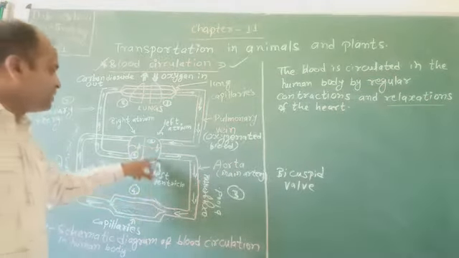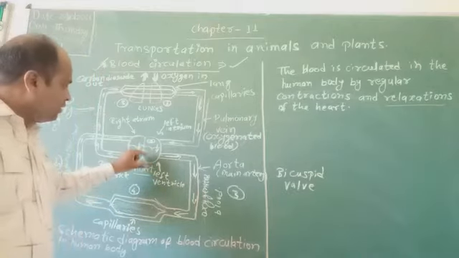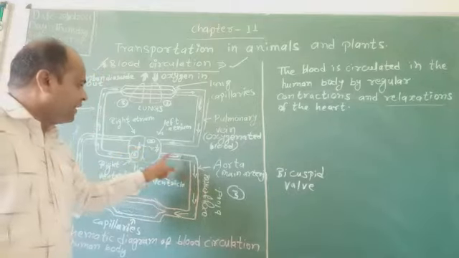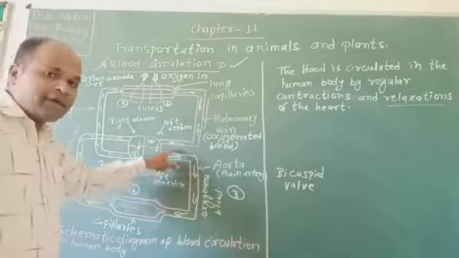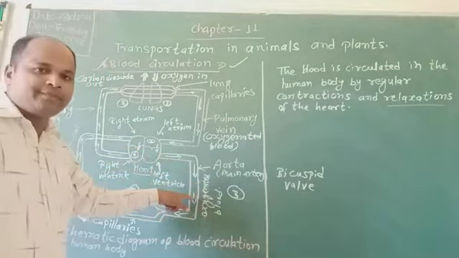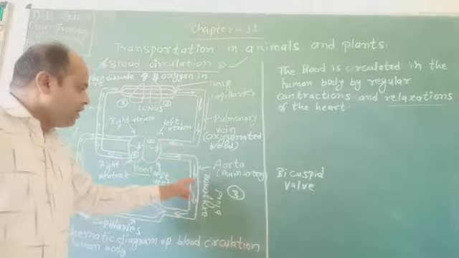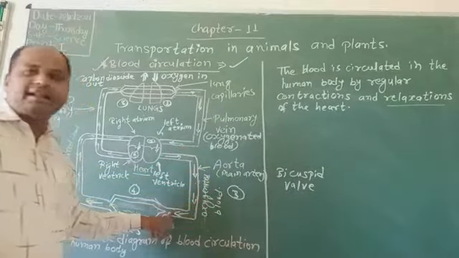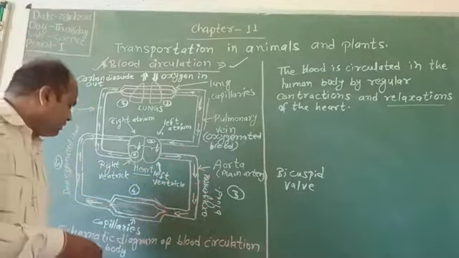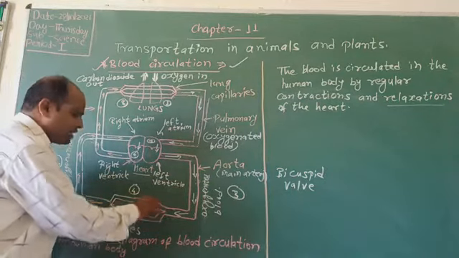After that, students, the left ventricle contracts, and blood flows into the aorta. This is the aorta, and the aorta is the main artery. The aorta carries oxygenated blood, oxygen-rich blood. After that, the blood arrives at the capillaries, the body capillaries.